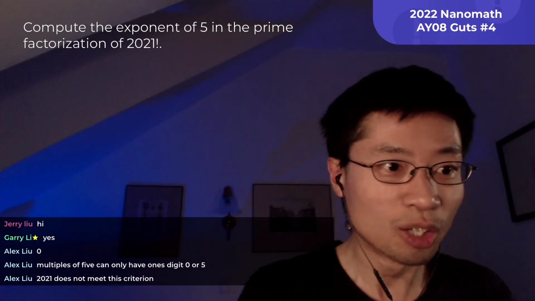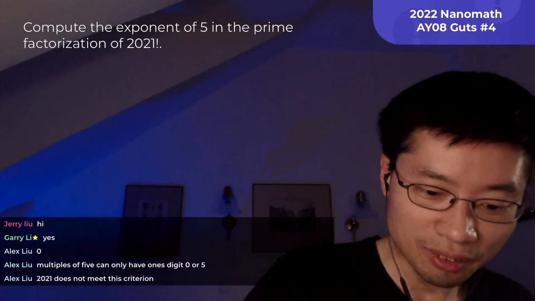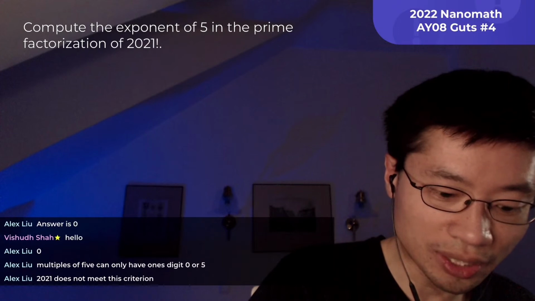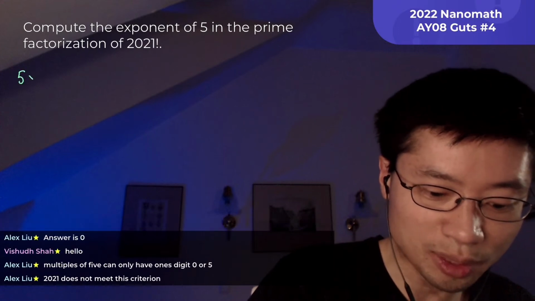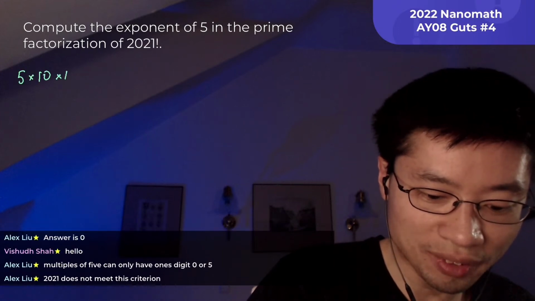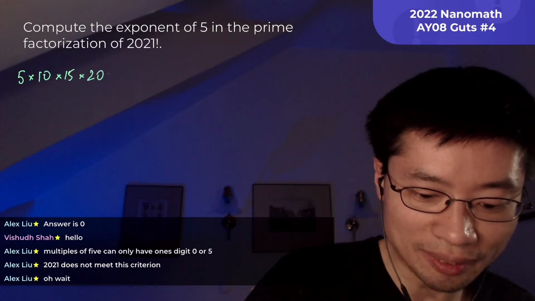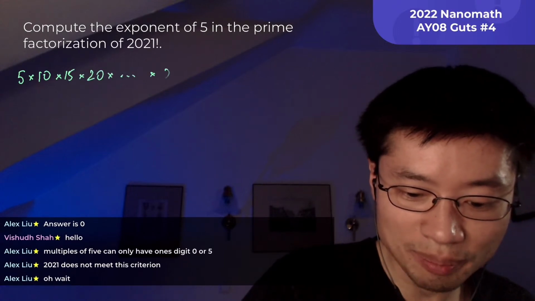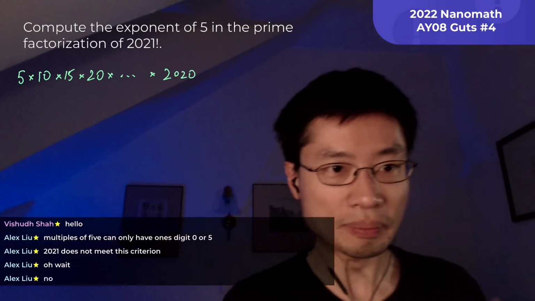But all right, so how do you get the exponent of 5 in the prime factorization of 2021 factorial? Well, how do you make 5s? Well, the 2021 factorial at some point has 5 inside it, multiplied by 10, multiplied by 15, multiplied by 20, and so on. The last multiple of 5 is 2020.